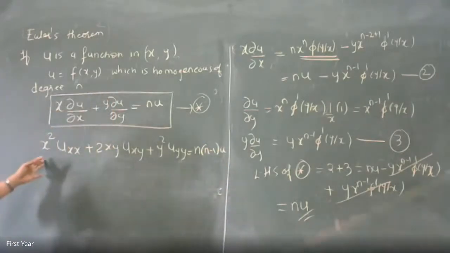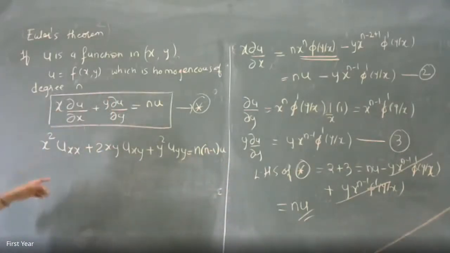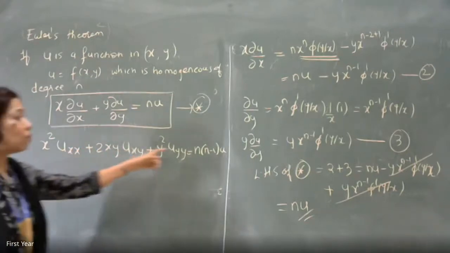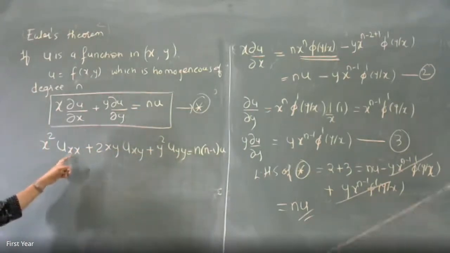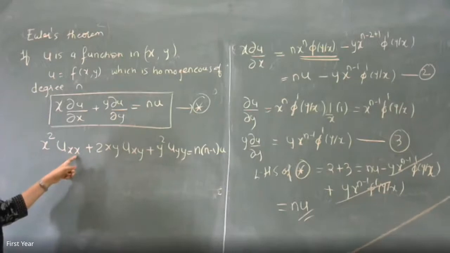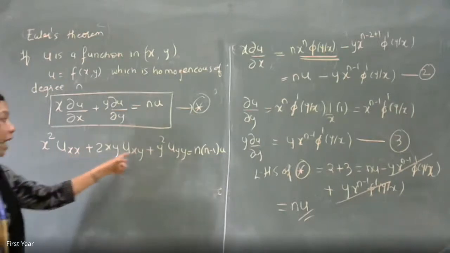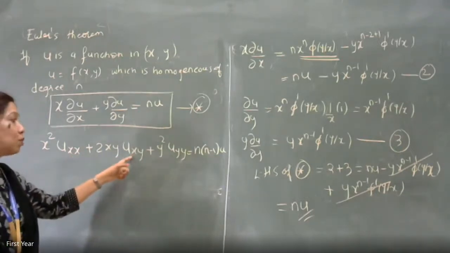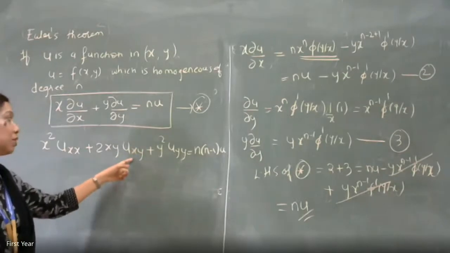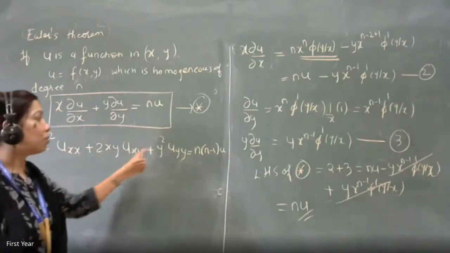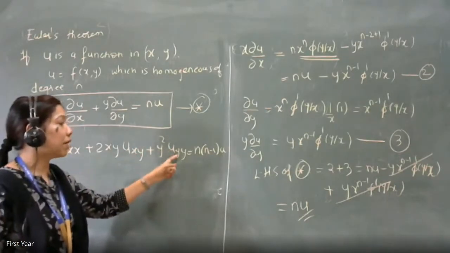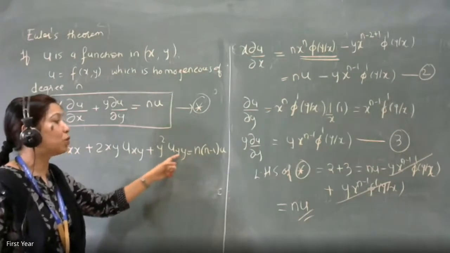What is the expression? It is an expression of order 2. Each derivative is of order 2. How many times am I differentiating? 2 times. uxx means differentiating 2 times with respect to x. uxy means differentiating with respect to y first, then x. That is also of order 2. And here also the order of derivative is 2 because we are differentiating with respect to y twice.